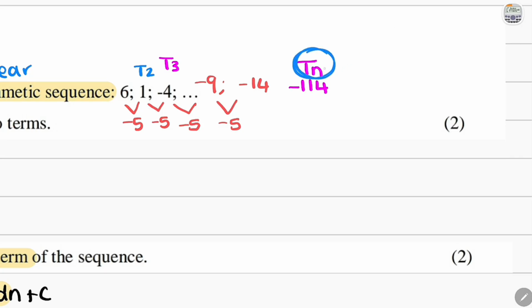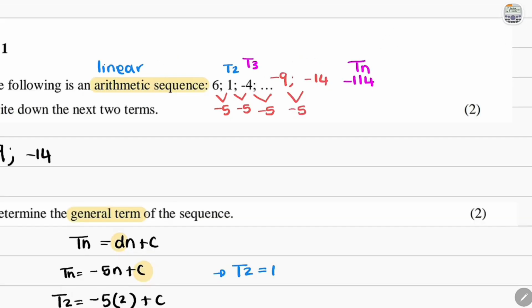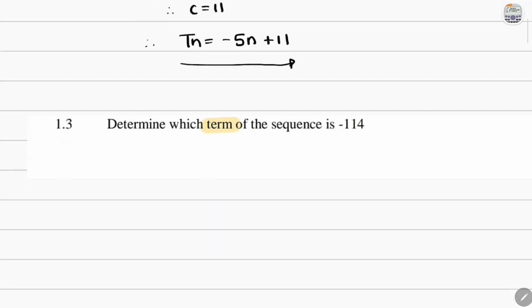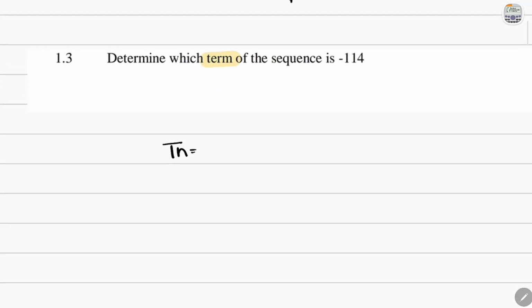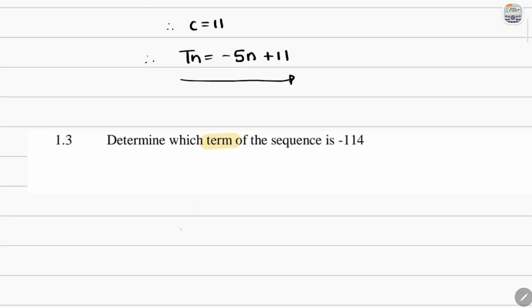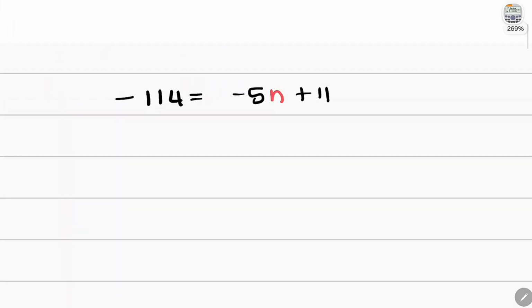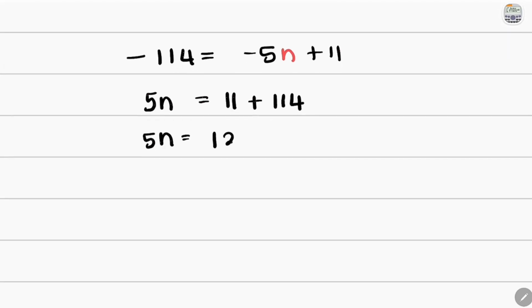In place of Tn, we're going to substitute -114, since we have our general term formula. So we're saying -114 equals -5n plus 11. All we are doing is solving for n. I'm going to make this positive by transposing, and it's now +5n is equal to, and we still have 11 on the right hand side. Then the -114 comes over and becomes +114, so 5n equals 125.